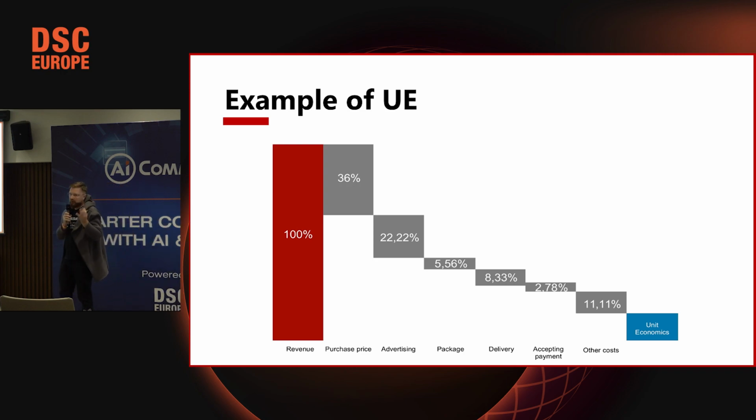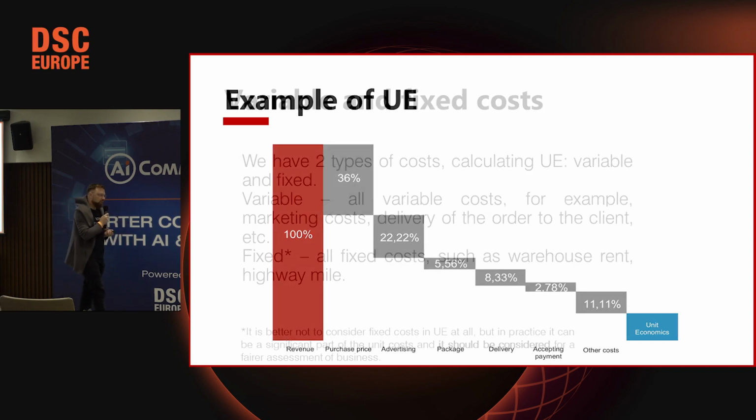So you have revenue for your order, and you have some costs. For example, cost for delivery, cost to buy the item, cost for packing, and other costs. And when you subtract these costs from your revenue, after this procedure, you can find your unit economics per order. And it's a simple, popular measurement, as I said before.